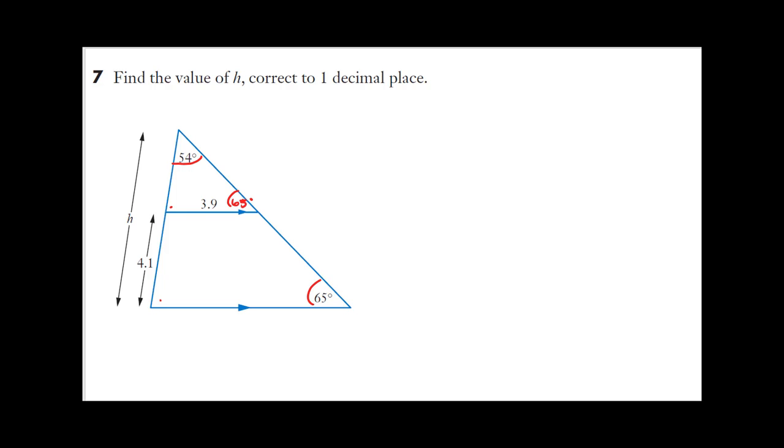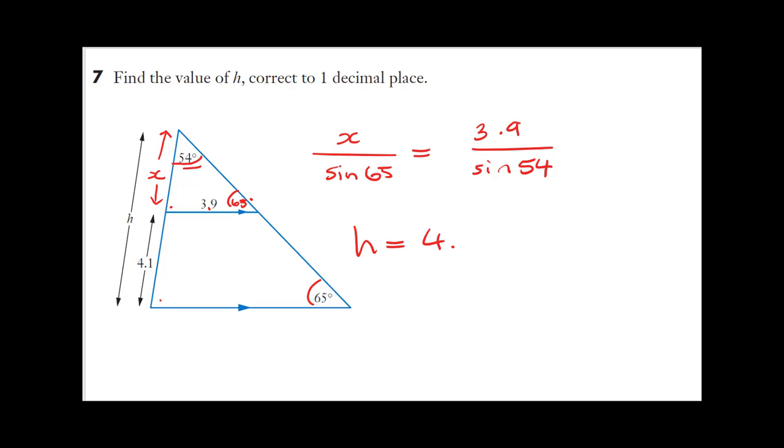And that should be easy enough for us. In fact, because of this fact that these two are 65, all we need to do is figure out the length of this side of this triangle, and if we add it to 4.1, that'll be h. We have a side that we're looking for and its opposite angle. So sine rule, x over sine 65 equals 3.9 over sine 54. If you go ahead and rearrange that, you'll get the value for x, and then h will be 4.1 plus whatever you worked out for x.